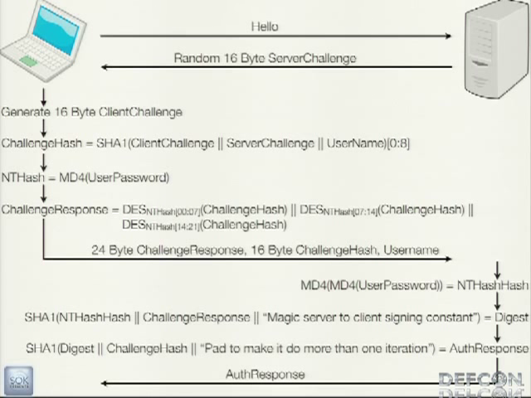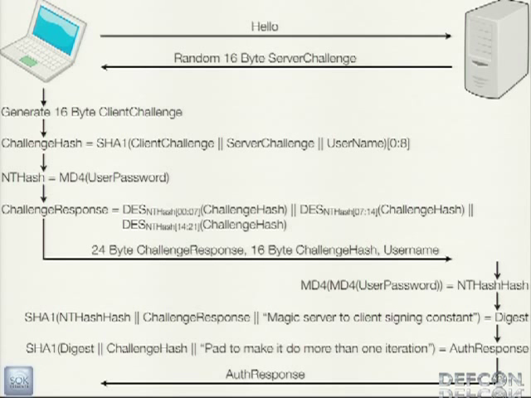Sends back the 24-byte challenge response, the 16-byte challenge hash, and the username in the clear to the server, who then calculates the MD4 of the MD4 of the user's password. Get that? The password hash. And then calculates SHA-1 of the NT hash, the challenge response, and the literal string, magic server to client signing constant. Then calculates another SHA-1 hash of the previous digest, the challenge hash, and the literal string, pad to make it do more than one iteration. And then sends that back to the client.